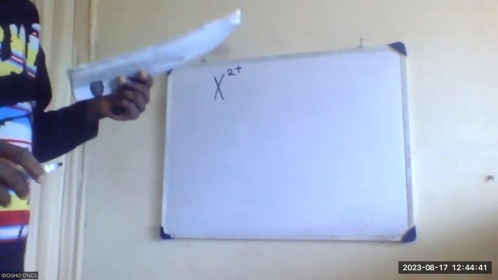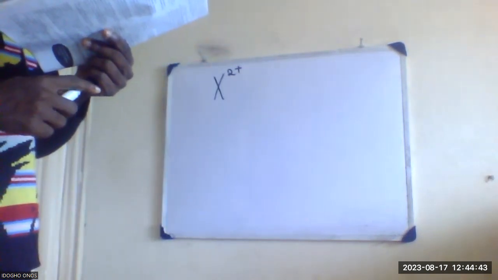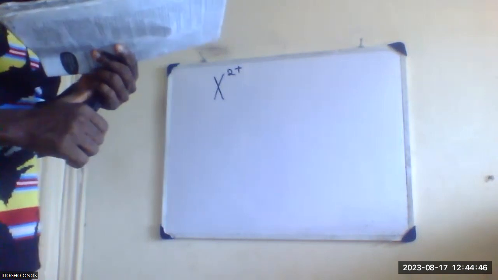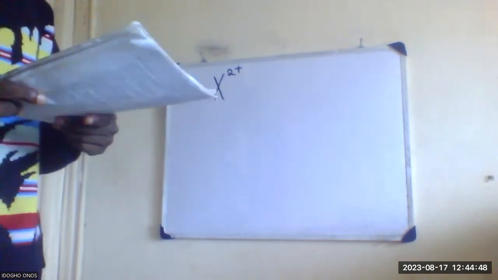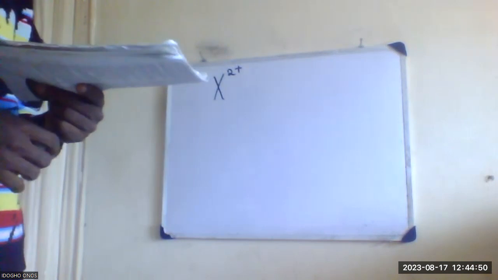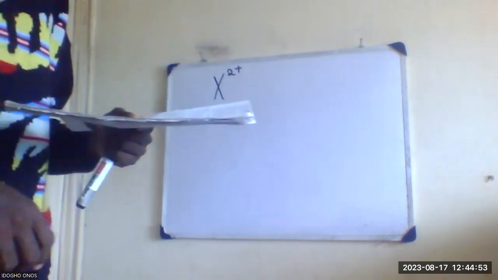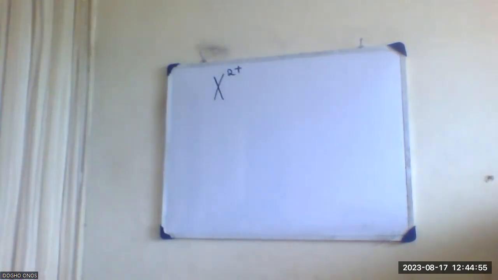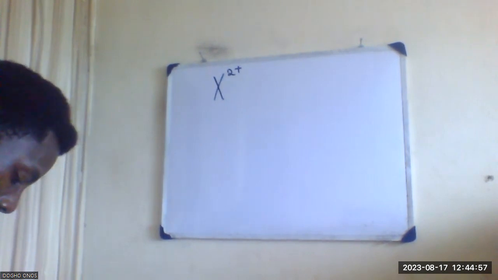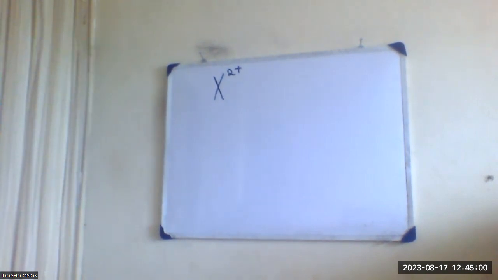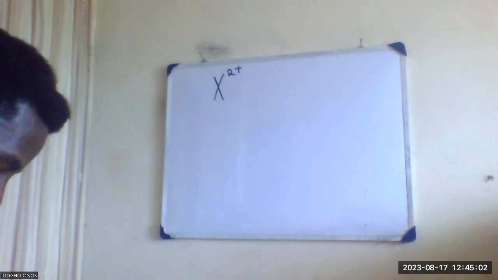A metallic ion, can you just write it down? A metallic ion, X2+, like this, with an inert gas structure, contains 18 electrons. Full stop. How many protons are there in this ion?